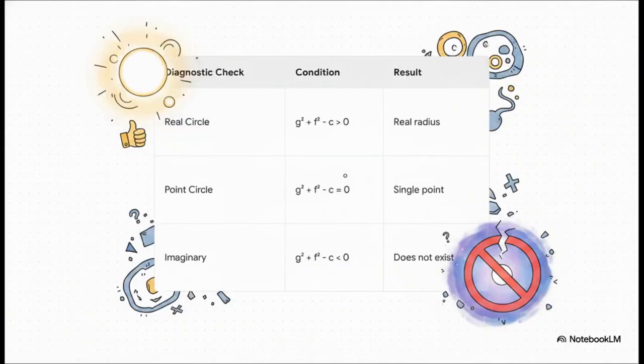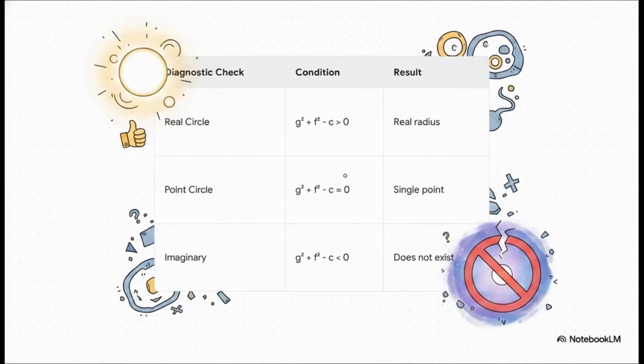Wait, hold up, because here is a massive trap you absolutely need to avoid. Just because you see an algebraic equation that looks like a circle doesn't mean it actually is one. Before you just assume it's a circle, you've got to run a quick diagnostic check. Simply calculate g squared plus f squared minus c.